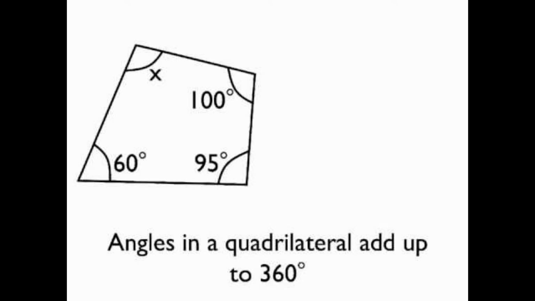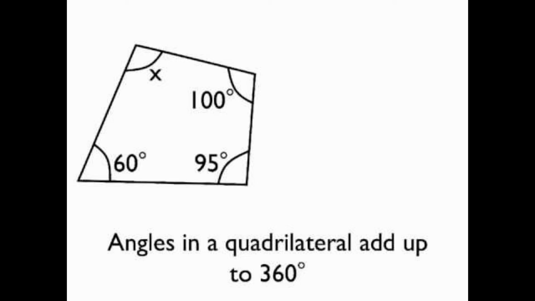Here's a four-sided shape. All of the angles are labeled except for one, x. I want you to use your knowledge that all the angles in a quadrilateral add up to 360 degrees to work out what that missing angle is. Pause the video, and when you come back, I'm going to tell you what the answer is.